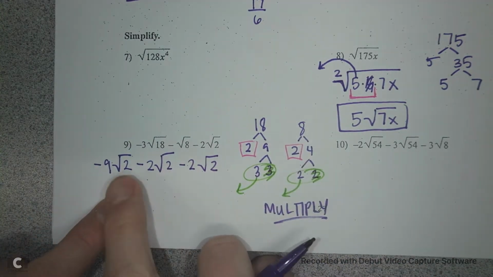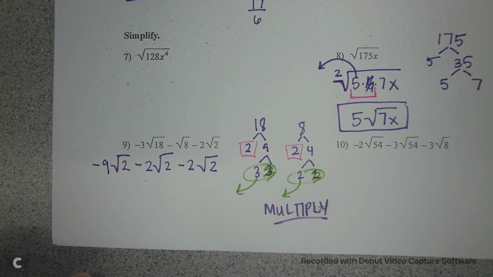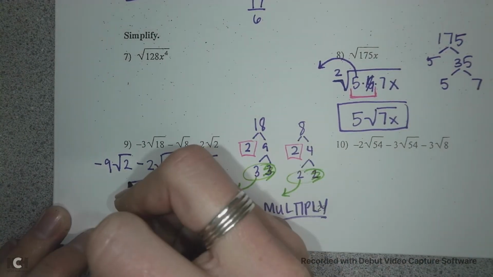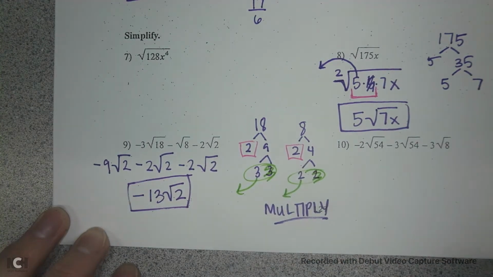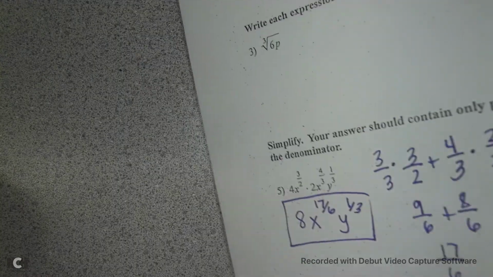Now these all three have the same roots, they have the same number underneath the roots. So negative 9 minus 2 minus 2 is negative 13 root 2. So that is simplified all the way. Okay, let's see what else we have on the other side.